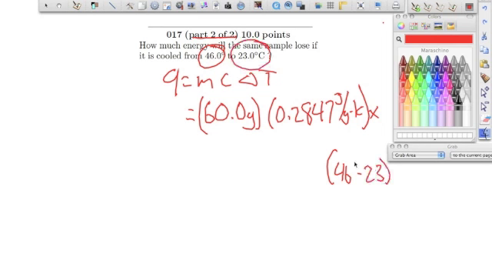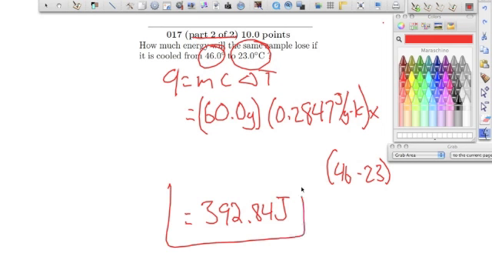Now I am going to get a negative number here, but since the problem says how much energy will it lose, it's already telling me that it's losing the energy, so all it wants is the magnitude of it, which means it just wants the number. So no positive or negative, it just wants the number. So when I plug all this into my calculator, I get an answer of 392.84 joules, and it would actually be negative because of this value, but what I would actually plug into the computer is the magnitude, which would just be that number right there.